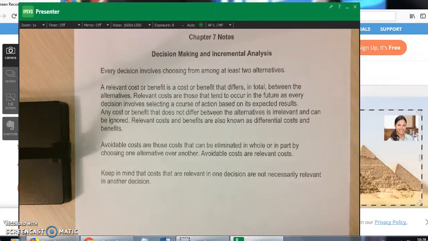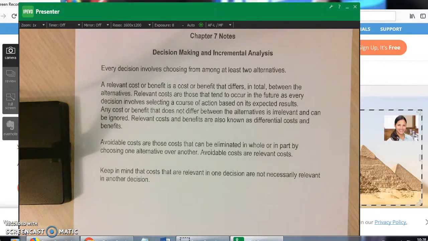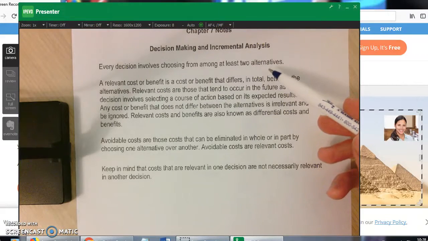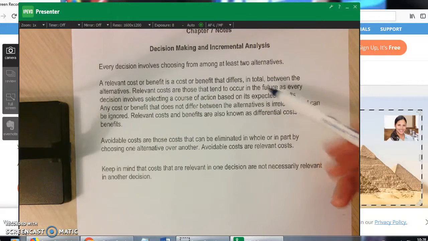Hello and welcome back to Chapter 7 Notes. In this chapter I'm going to be talking about decision making and incremental analysis. As we can see right over here, it says every decision involves choosing from two different alternatives.